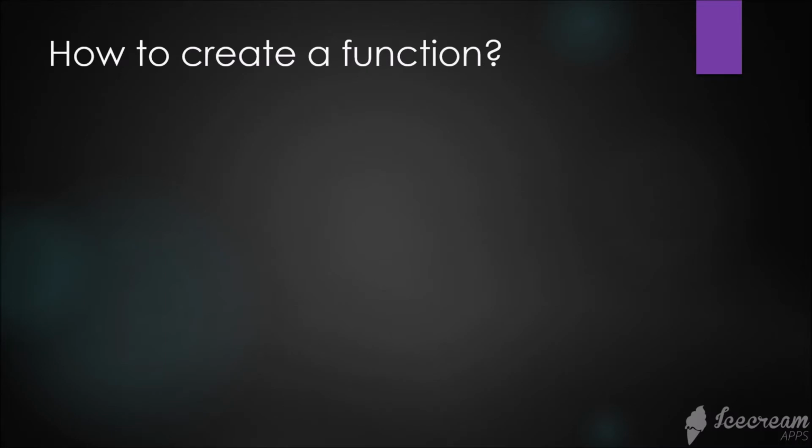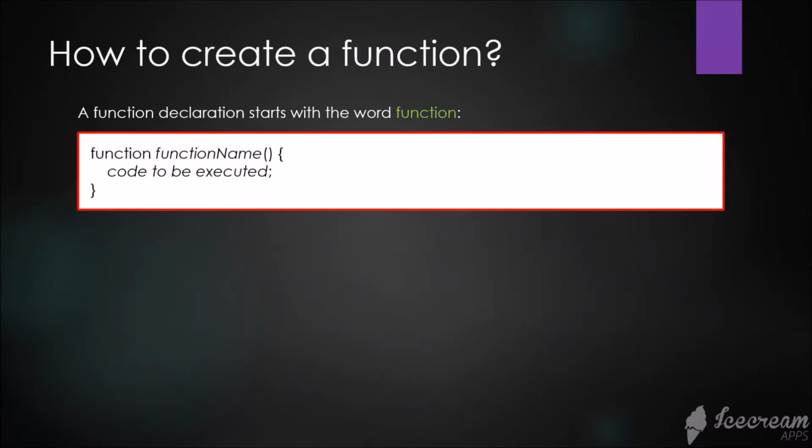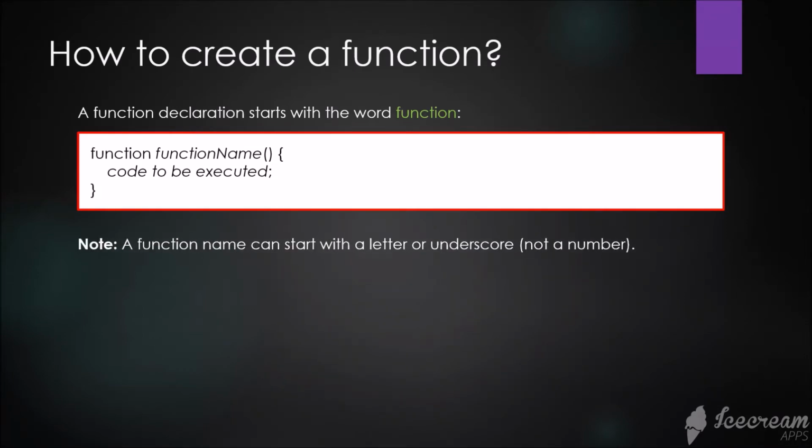Okay, so how to create a function? A function declaration starts with the word function. So we have here yung syntax natin, yung function, then yung function name, open close parentheses, then yung curly brackets. So sa loob ng curly brackets, dyan natin ilalagay yung mga executable codes. Note, a function name can start with a letter or underscore, not a number. Tip: give the function a name that reflects what the function does.